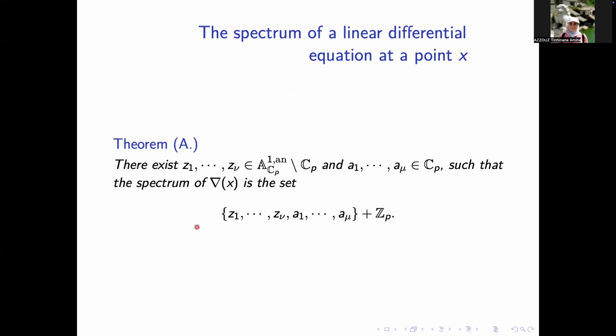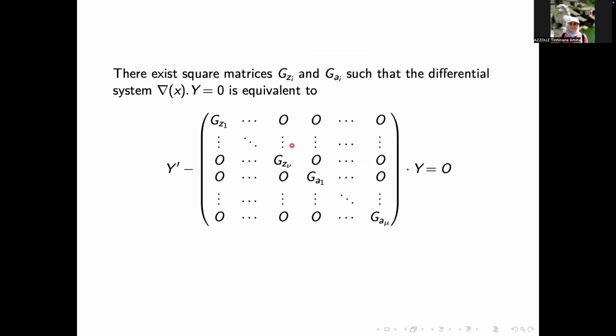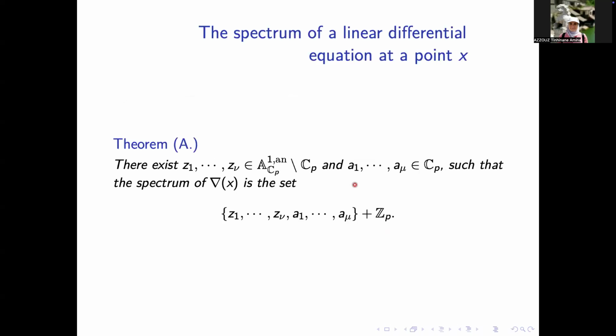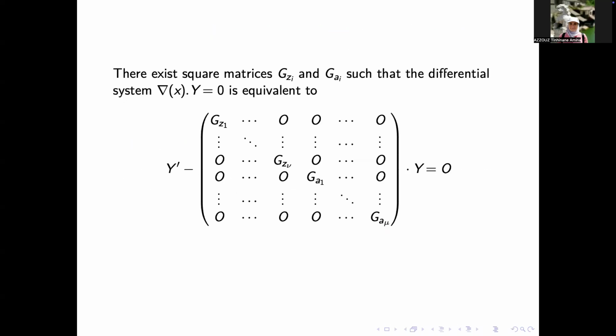Moreover, in my result, we can also link that this corresponds to the decomposition of the differential equation. In the beginning, I said that if I have different radii of convergence, then I can decompose. And the particularity when I use the spectrum is that this decomposition is finer than the one that we can find with respect to the radius of convergence.